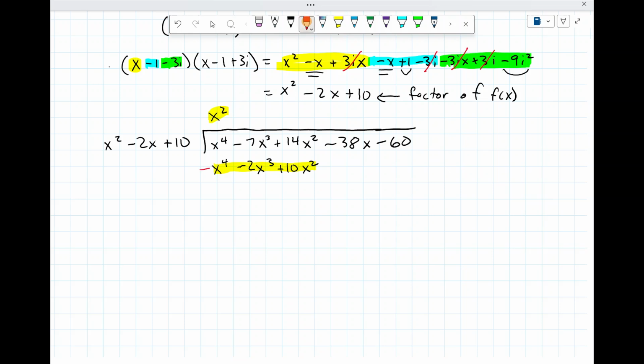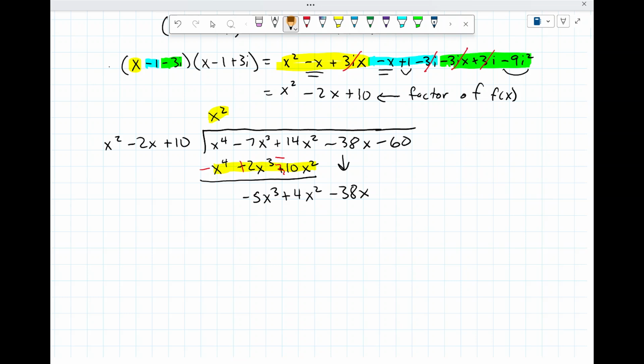I change all of my signs, and then I add these two rows together. The x to the fourth cancels out. I end up with negative 5x to the third plus 4x squared, bring down negative 38x.